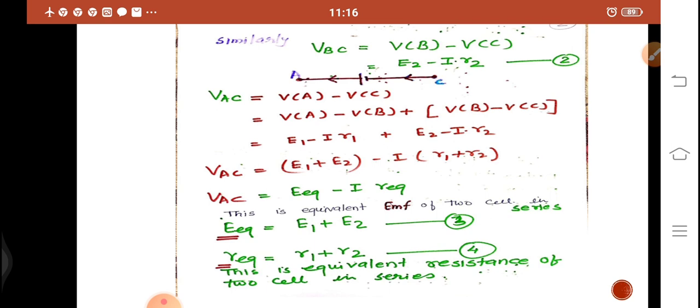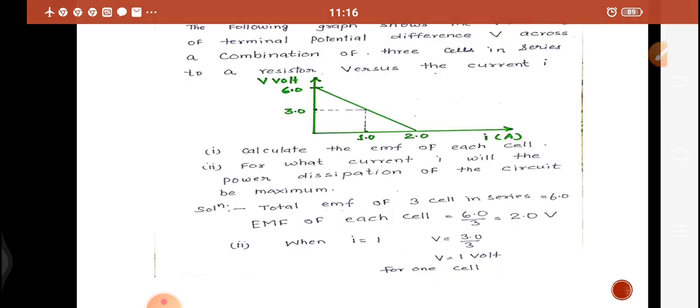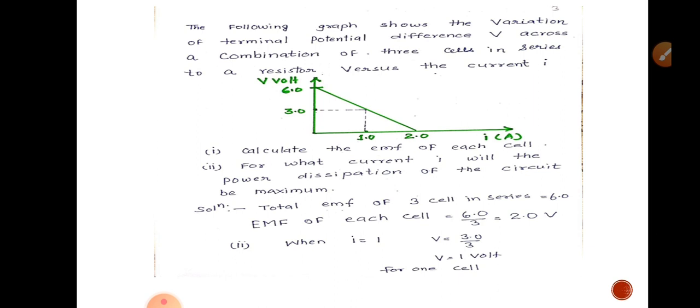Before that, we will discuss one question. This is the question. The following graph shows the variation of terminal potential V across a combination of 3 cells. We have done the derivation for 2 cells, but it is for 3 cells, and the voltage versus current graph is like this. Calculate the EMF of each cell. For what current I will the power dissipation of the circuit be maximum?